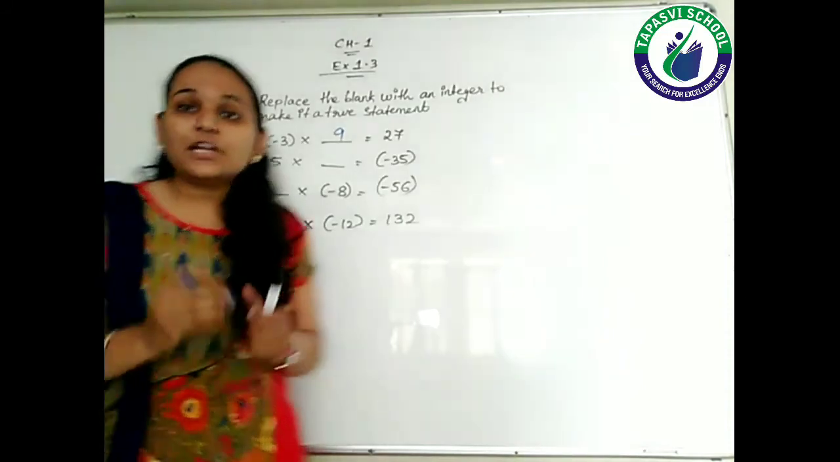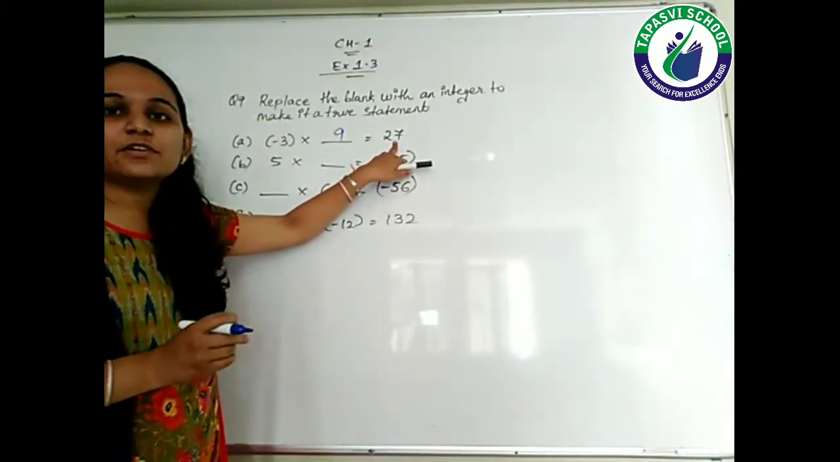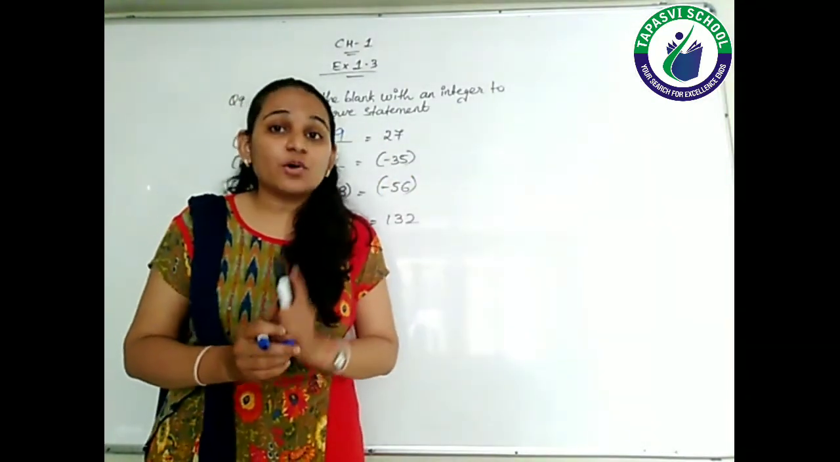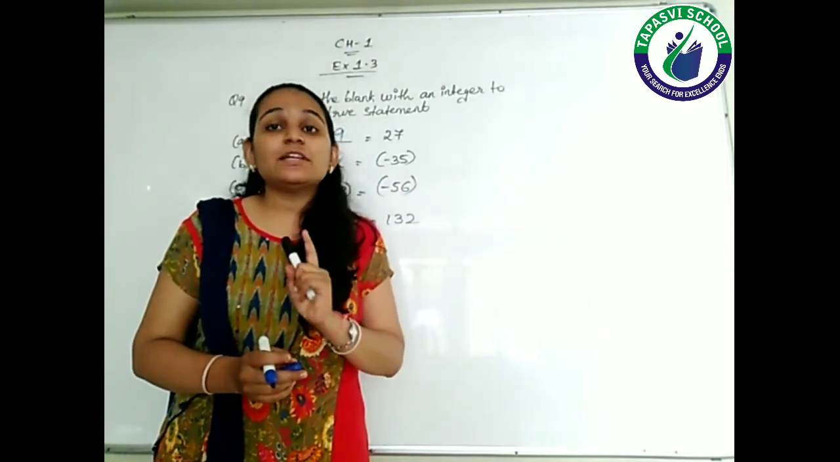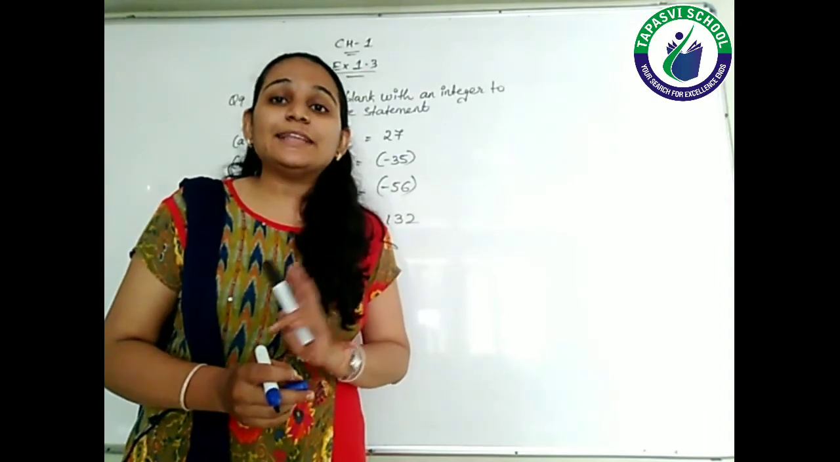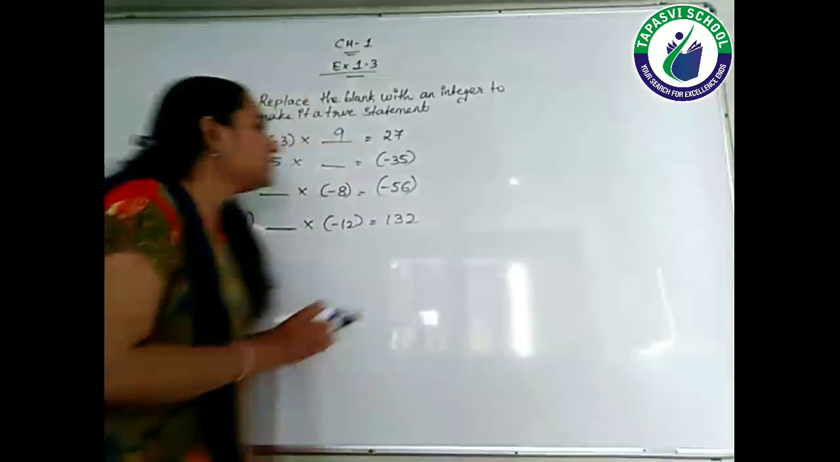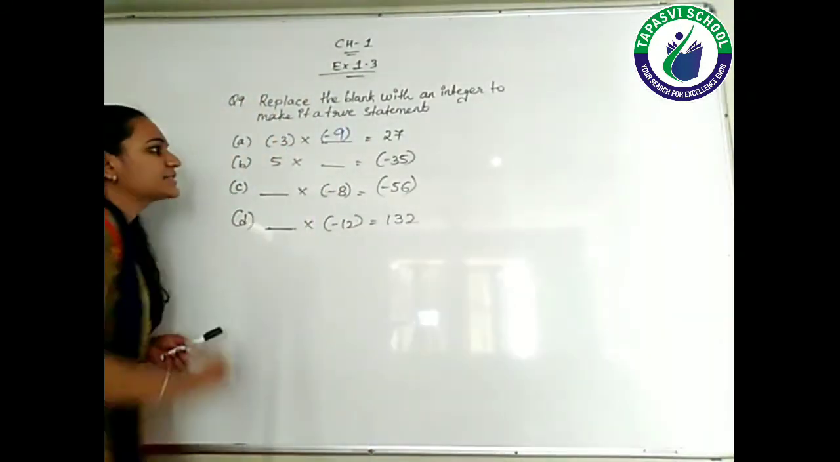Now we have to think about the sign also, right? Now see the result, that is positive. So you can only get a positive answer when both the numbers have the negative sign. That means if the negative sign comes 2 times, then it is possible to get the answer as a plus. So here I can say that this 9 has the negative sign.